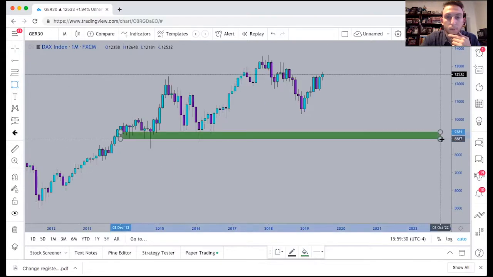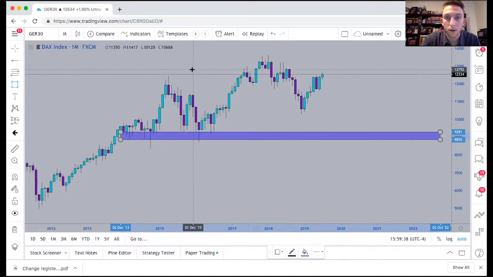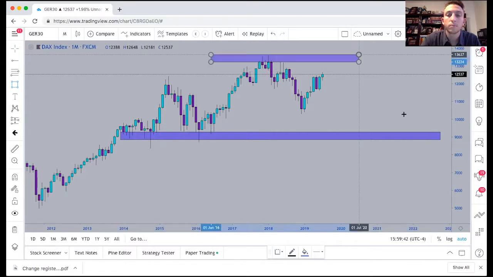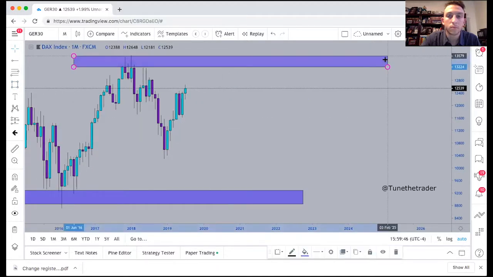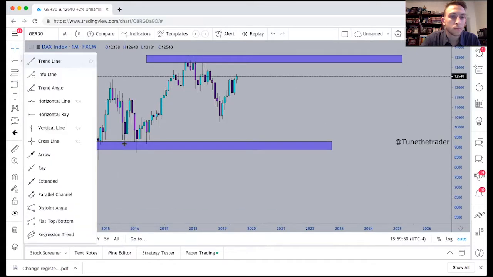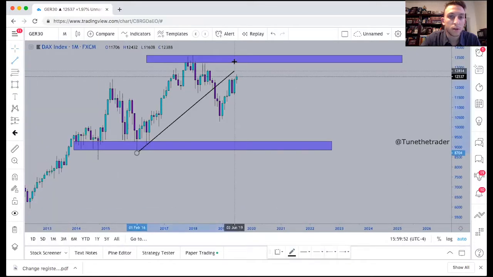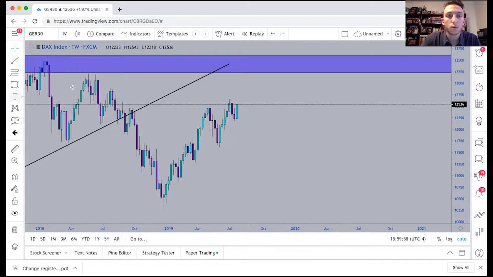All right, monthly lower zone and our monthly upper zone. Same monthly trend line right here that could potentially be retesting to continue back to the downside. Bring this to our weekly.